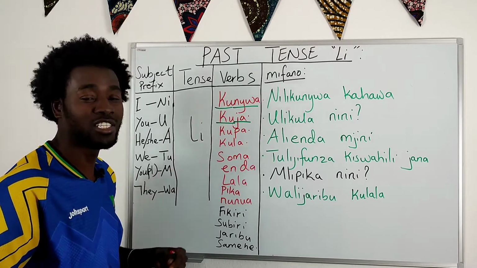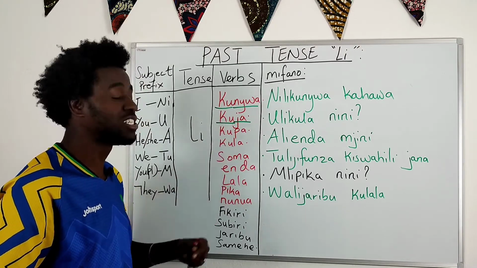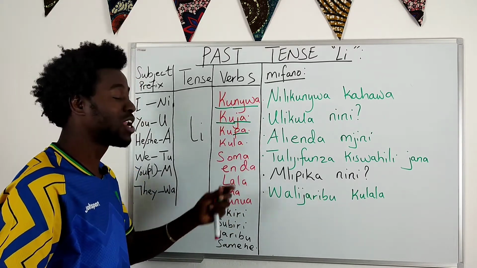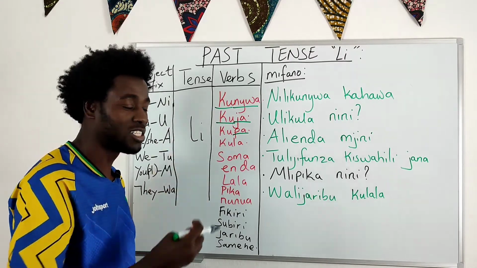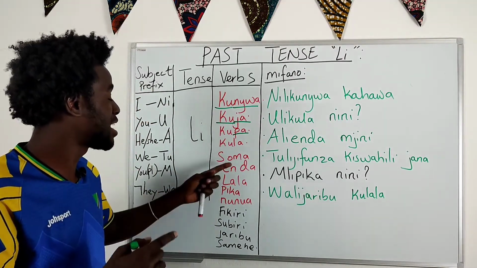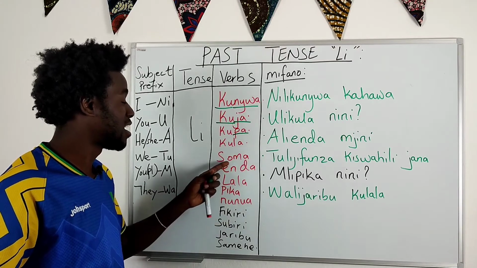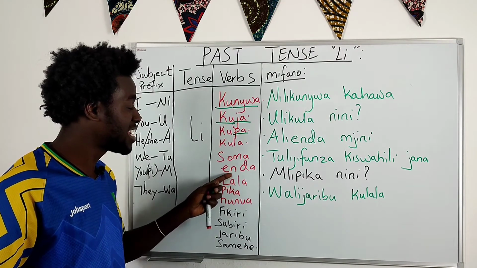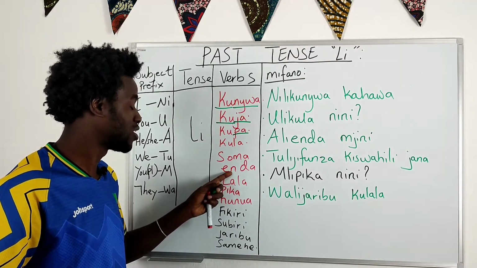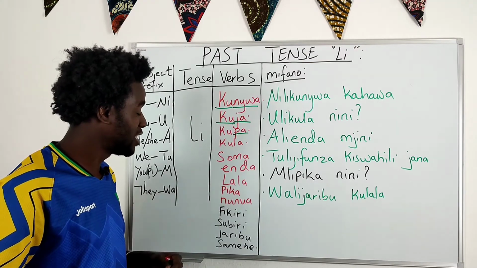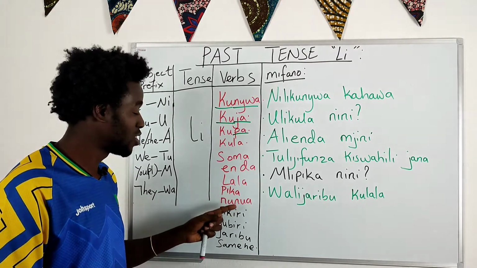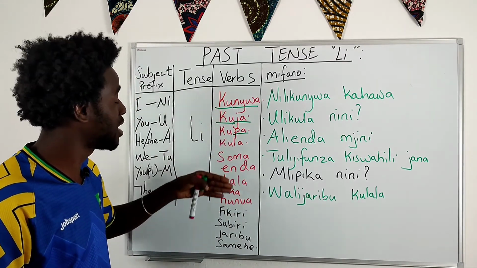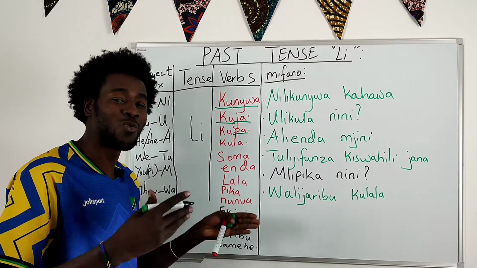These are some of them. For example, kunywa, which is to drink, kuja, which is to come, kupa, which is to give, and kula, which is to eat or to take a meal. And non-monosyllabic verbs have more than one syllable. So for example, soma, enda, which is to go, lala, sleep, pika, cook, nunua. So monosyllabic verbs have only one syllable, and non-monosyllabic verbs have more than one syllable.